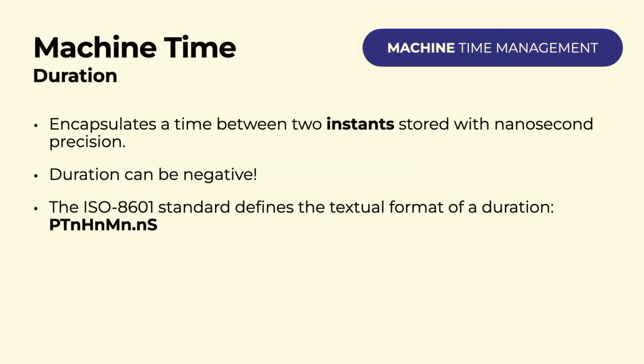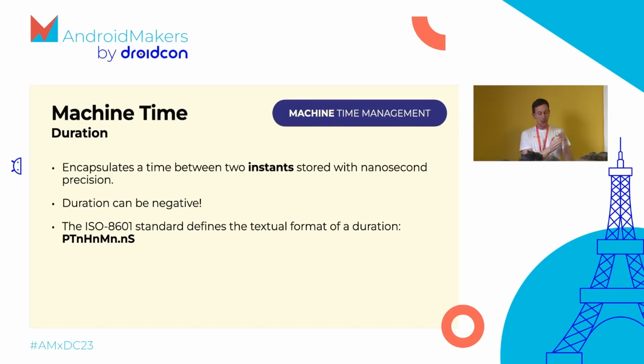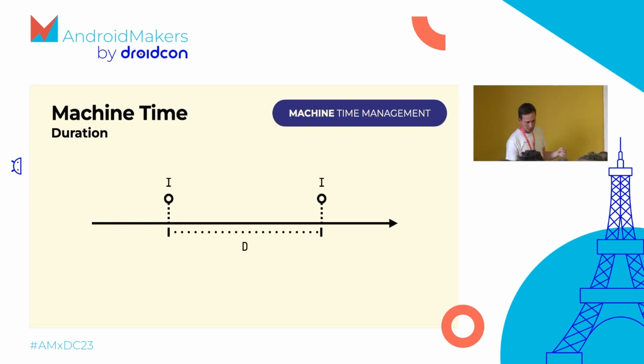The Duration class, it's a time between two instants stored with nanosecond precision. Duration can be negative. Something that I didn't mention in the standard is we have the ISO standard for period or duration here. It starts with a P, the number of days followed by D is optional. The letter T, time, indicates that the sequence corresponds to an hour. Then we have the number of hours followed by H, the number of minutes followed by M, the number of seconds followed by S.